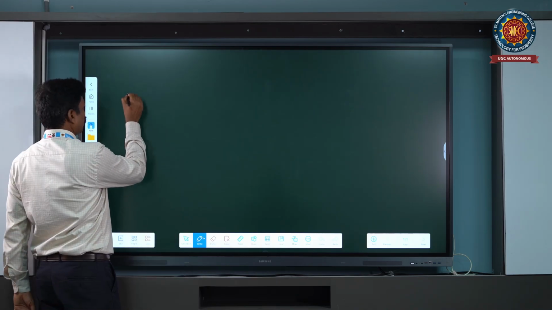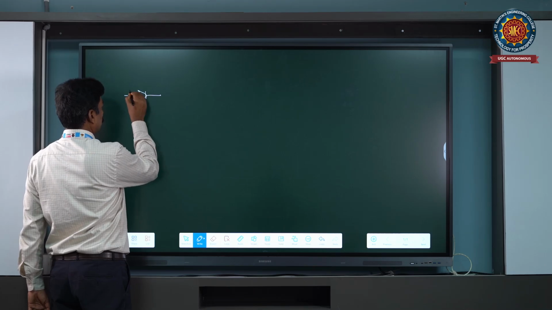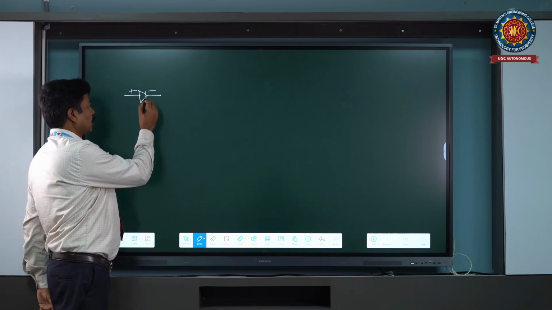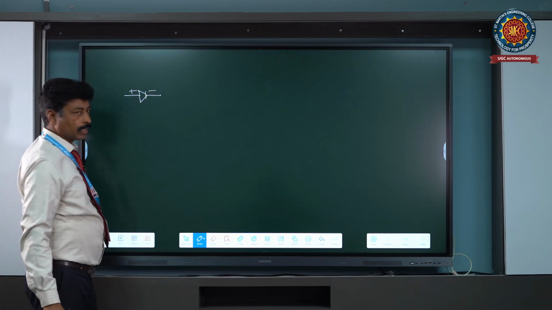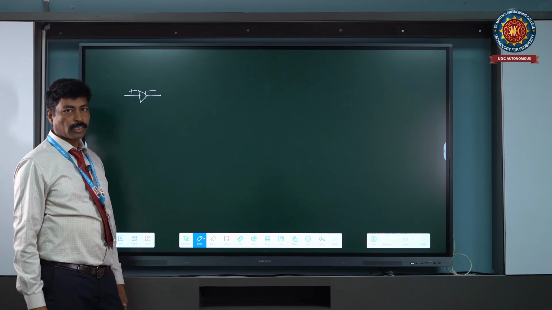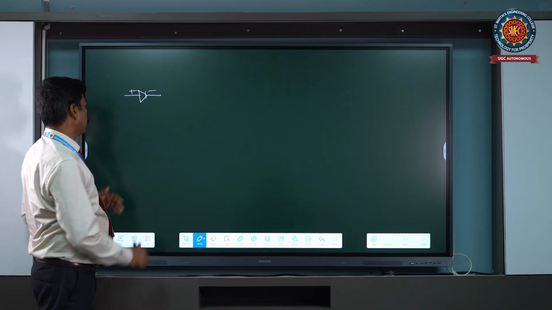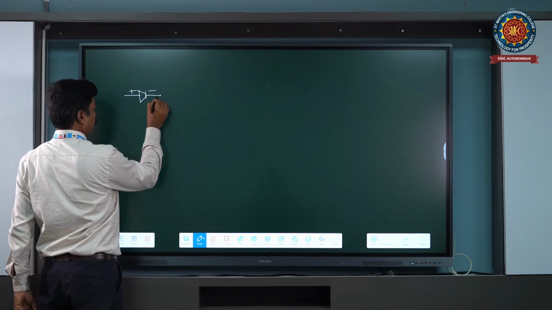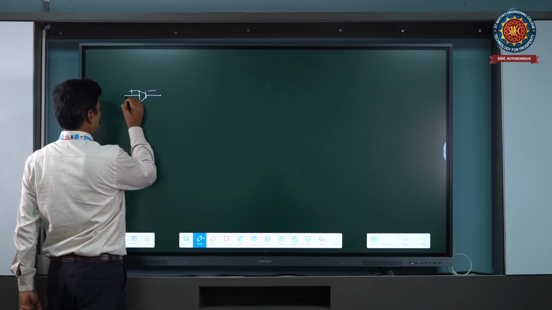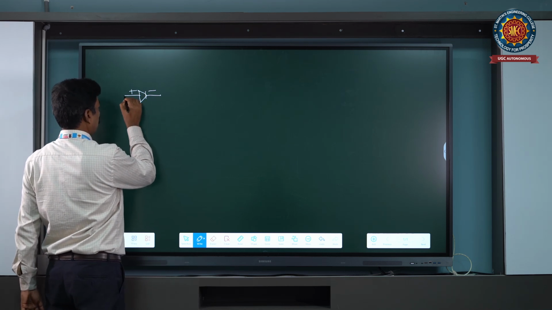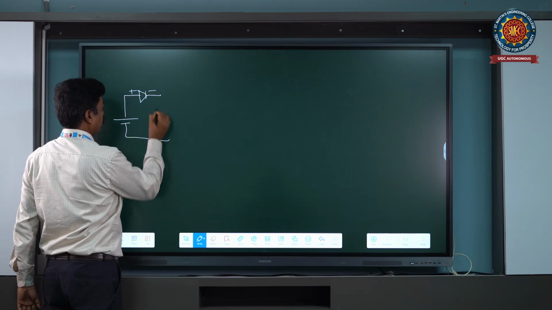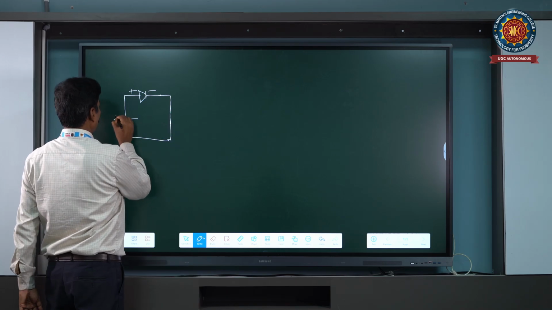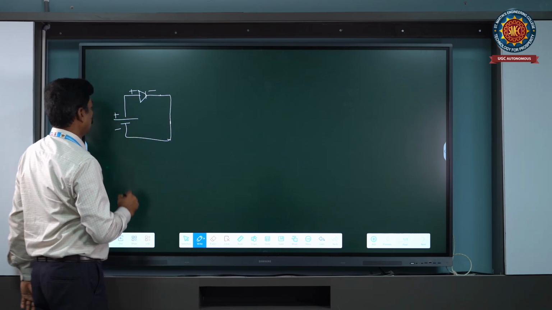I will draw the symbol of the diode. It has a positive terminal and a negative terminal. Positive is connected to the anode and negative is connected to the cathode. The diode can be connected in two biases: forward bias and reverse bias. In forward bias, the diode's positive terminal is connected to the battery's positive, and the diode's negative terminal is connected to the battery's negative. That is called forward bias.